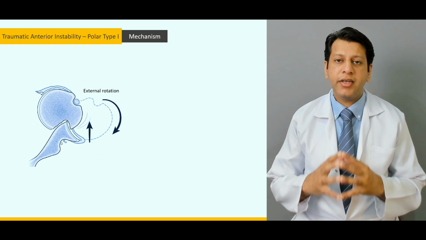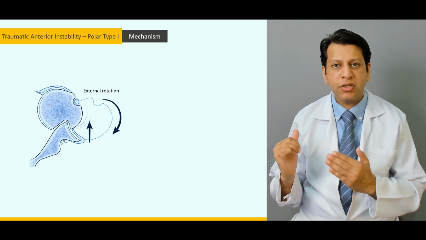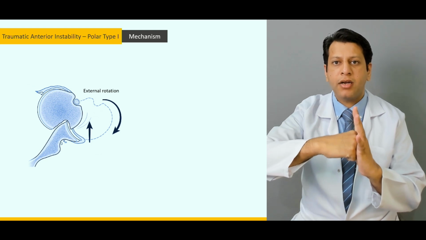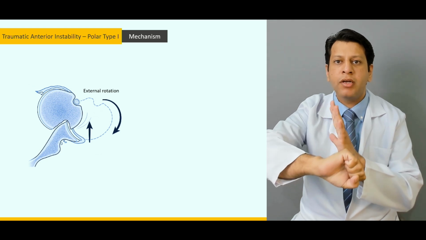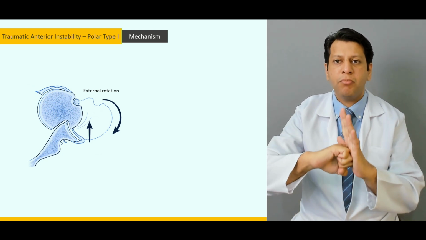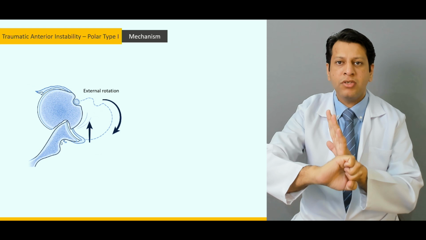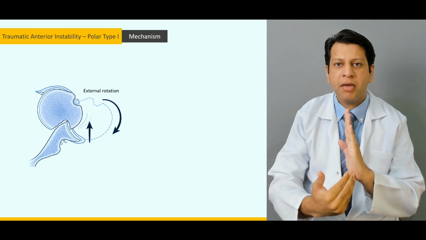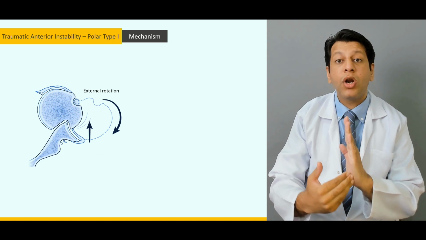The most common mechanism of anterior dislocation is 90 degrees of abduction with maximum external rotation. For example, this is the glenoid and this is the humeral head. When abduction and maximum external rotation occur, the head is pushed forward. When the head comes out in anterior dislocation and then goes back in, two types of injuries occur. The labrum attached on the anterior inferior aspect can get damaged, or even the anterior superior aspect. Mostly it is the anterior inferior lesion, which is called the Bankart lesion.